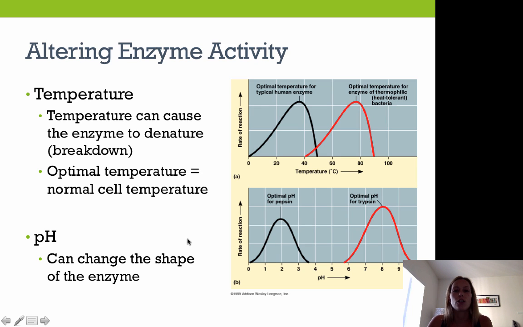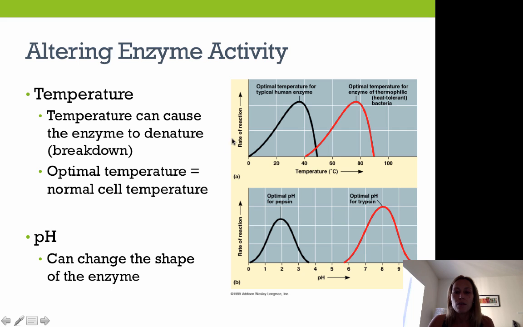So how can we alter enzyme activity? We know that enzymes are very specific to their substrates, but they're also very specific to the environment in which they work. So temperature can affect enzyme activity. It can either cause enzyme activity to go up, or it can cause enzyme activity to go down. Enzymes work in very specific environments.